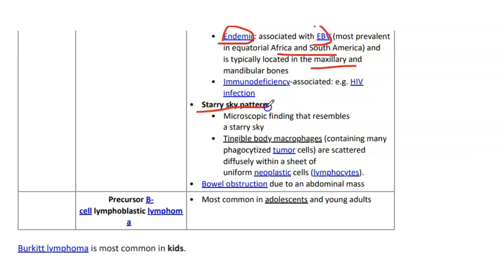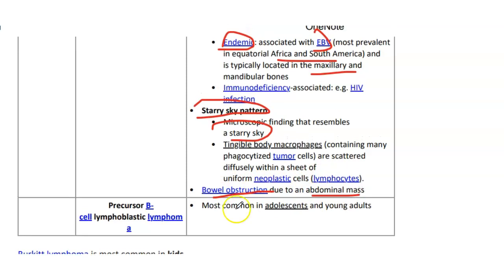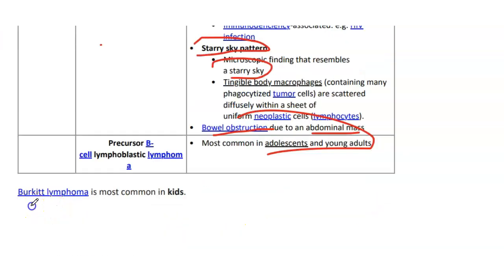There will be a starry sky pattern, the microscopic finding where it resembles a starry sky, with tingible body macrophages containing many phagocytosed tumor cells scattered diffusely within a sheet of uniform neoplastic lymphocytes. And bowel obstruction can occur due to abdominal mass. Then we have precursor B cell lymphoblastic lymphoma, most common in adolescents and young adults. Burkitt lymphoma is most common in kids.